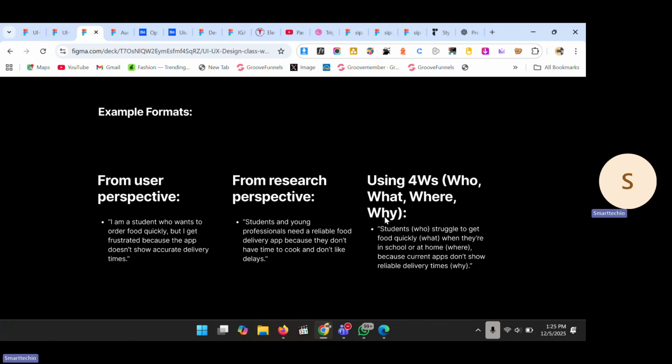Then we want to use this further research to create a problem statement. So who is the person having the problem here? The student. What are they struggling with? They struggle to get food quickly. Where? When they are in school or at home. Why? Because the current app doesn't show reliable delivery time. So these are the ways to be able to create your problem statement.